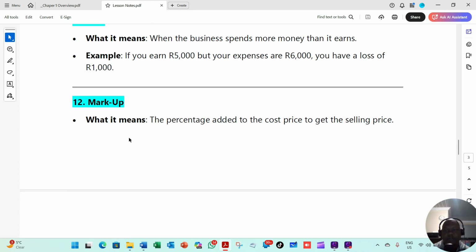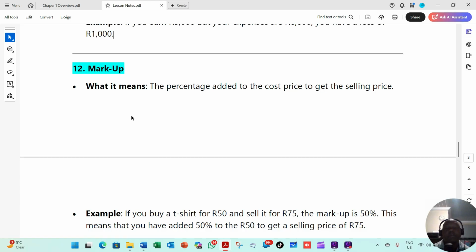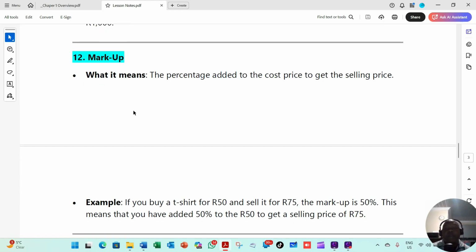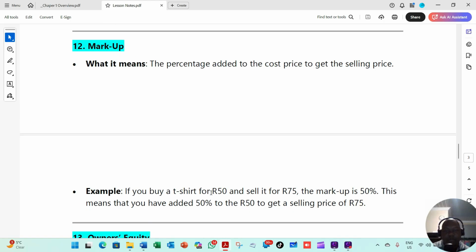And then we have markup. Markup is the percentage that you add to the cost price to get the selling price. So you have the cost price, you buy something for 50 rands, you add 50% markup, and then that thing becomes 75 rands, which is the selling price. So what you have added is the markup.